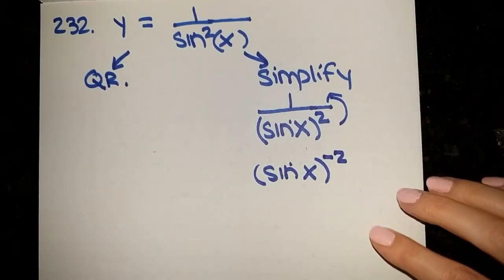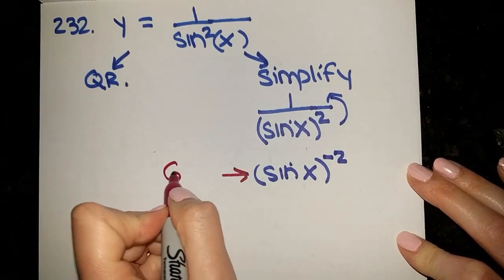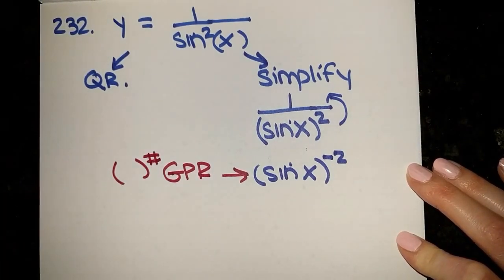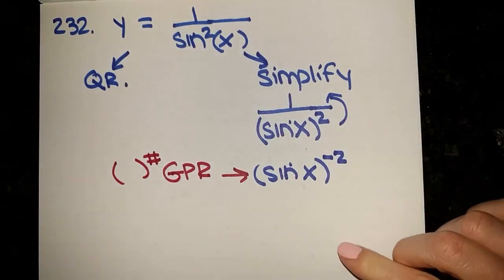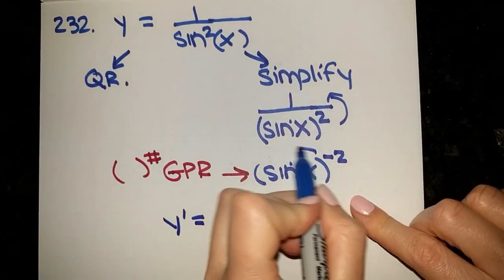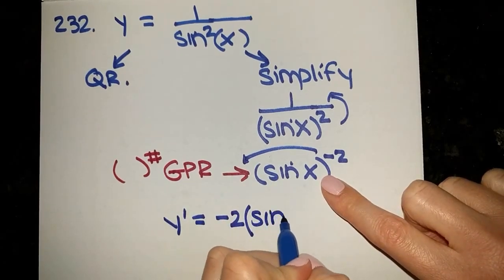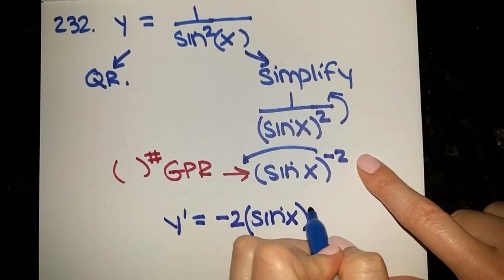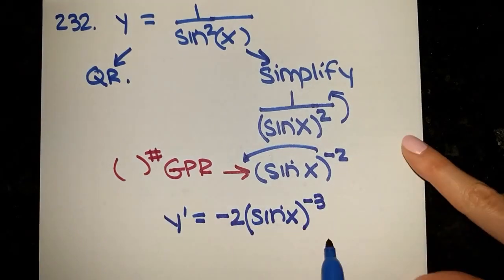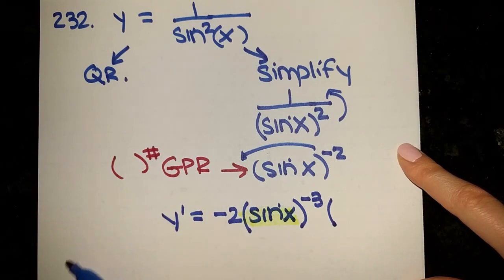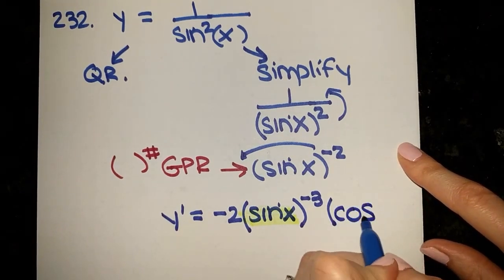So the same thing could be true for this: you could move this up into the numerator and write it as sine x quantity raised to the negative 2. And then once you have it in that form, this is ready for the general power rule, because this is now parentheses to a number. So if I think about it that way, my y prime would be equal to negative 2, keep the inside fixed at sine x, subtract 1, we get negative 3, multiply by the derivative of the inside. The derivative of sine is cosine.